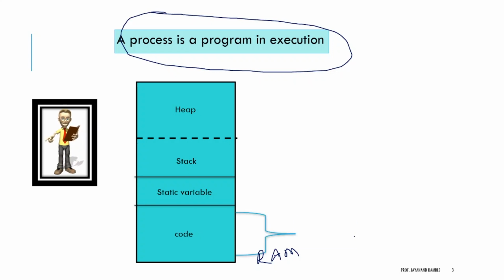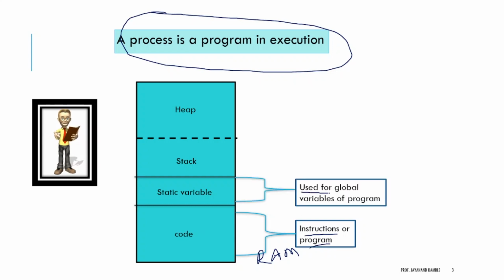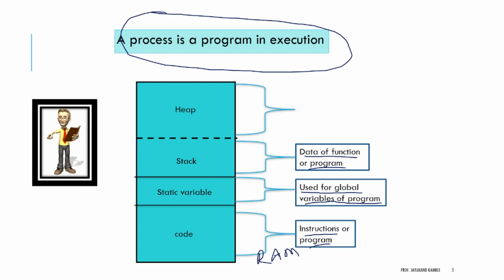Here the code section is used to store the instructions of the program. In the static variable section, global variables of the program are stored. Stack contains the data of a function or a program, and heap memory is used for dynamic allocation of the memory.